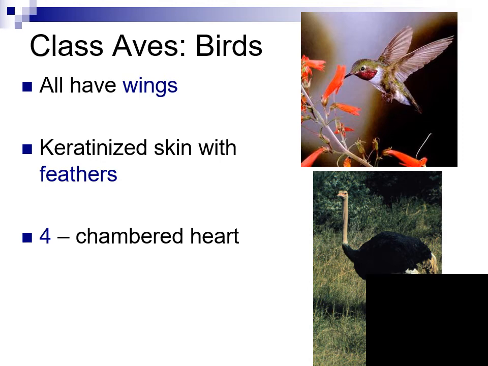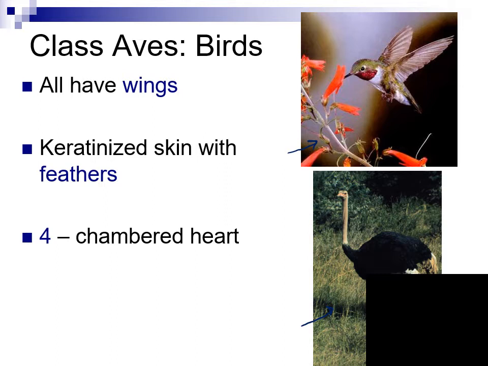All right, so we're ready to look at the class Aves, which is the birds. I have two pictures here to illustrate diversity. So from really some of the smallest birds, which the hummingbirds are pretty tiny, to the largest birds, which are the ostriches, spans a big diversity of different kinds of birds.